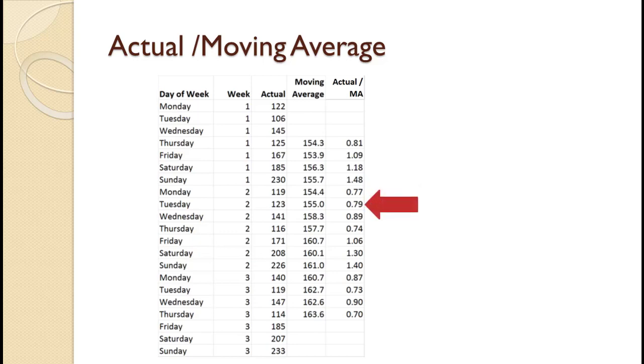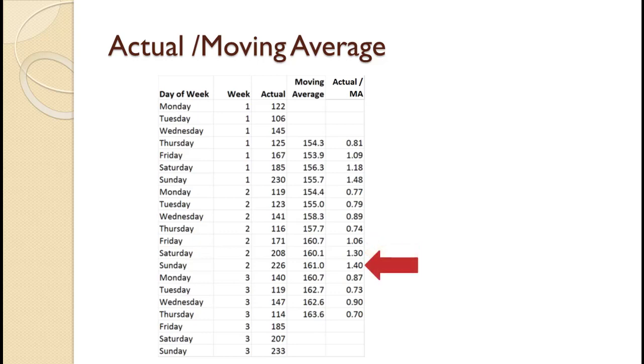123 divided by 155.0 equals 0.79. 141 divided by 158.3 equals 0.89. 116 divided by 157.7 equals 0.74. 171 divided by 160.7 equals 1.06. 208 divided by 160.1 equals 1.30.